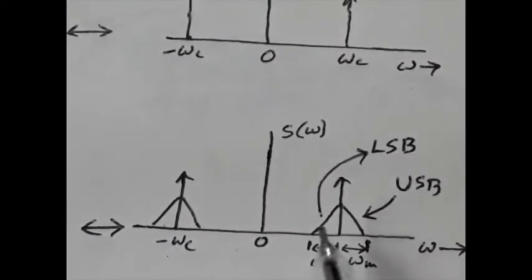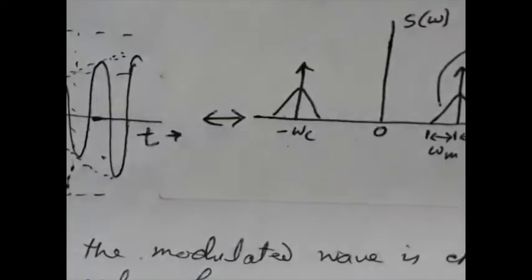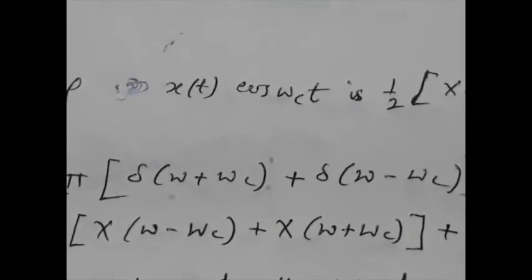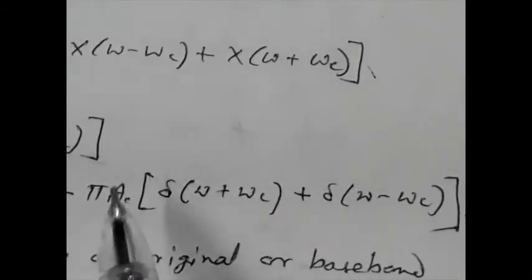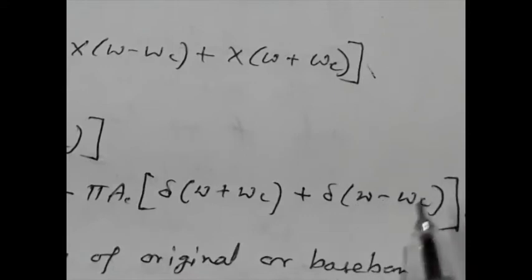So the shape of this X(ω) was triangular, so the spectrum of AM will be triangular in shape but shifted by an amount ωc. This is ωc and this is minus ωc, and we have a triangular shaped spectrum. This spectrum is actually this one. But along with this, there will be some other parts also. This one, the carrier part, Ac δ(ω + ωc), δ(ω − ωc).